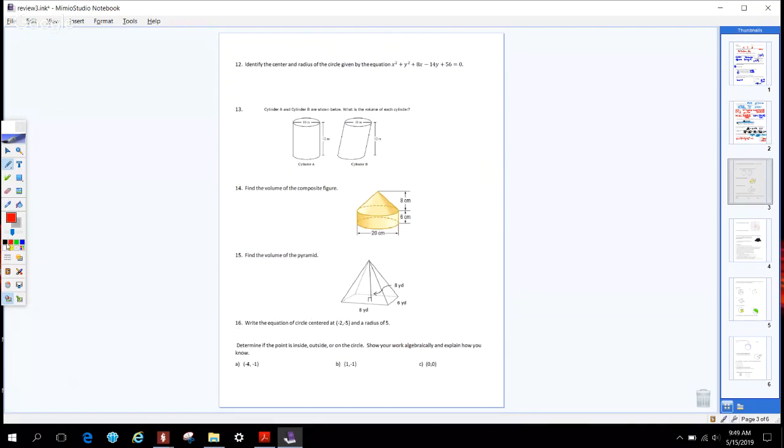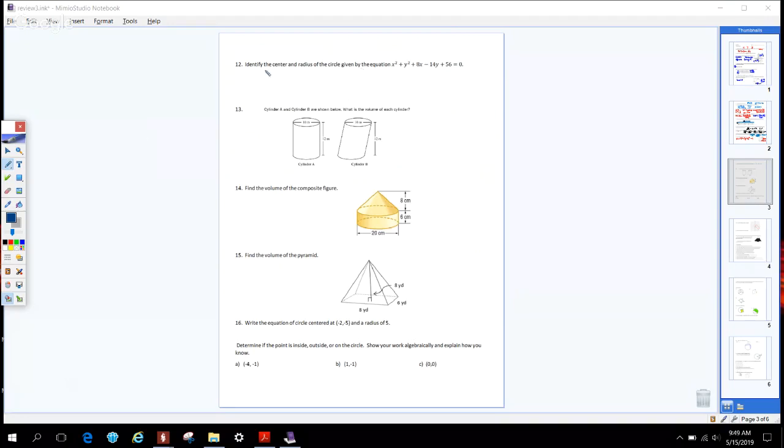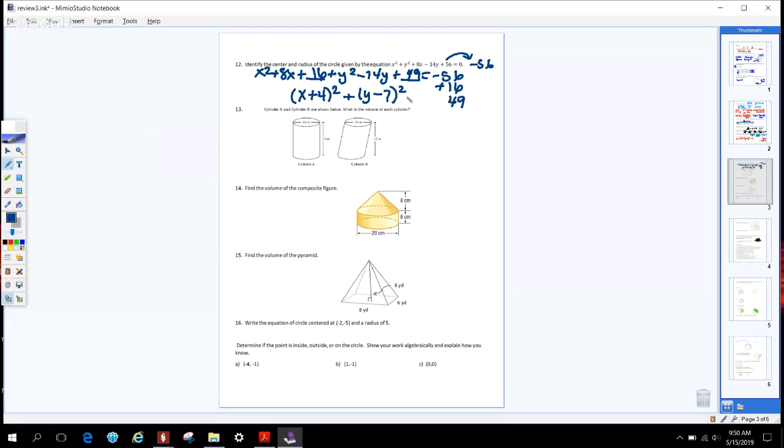Identify the center and the radius. Here we get to do our favorite thing, which is group the x's. So we've got x squared plus 8x plus space plus y squared minus 14y plus space, and then this goes to this side, negative 56. Divide. Divide again, square, add them up, and we get 9. So now we're not done yet. We still have to say the center and the radius. So our center, switch the signs, is -4, 7, and the square root of 9 is 3.